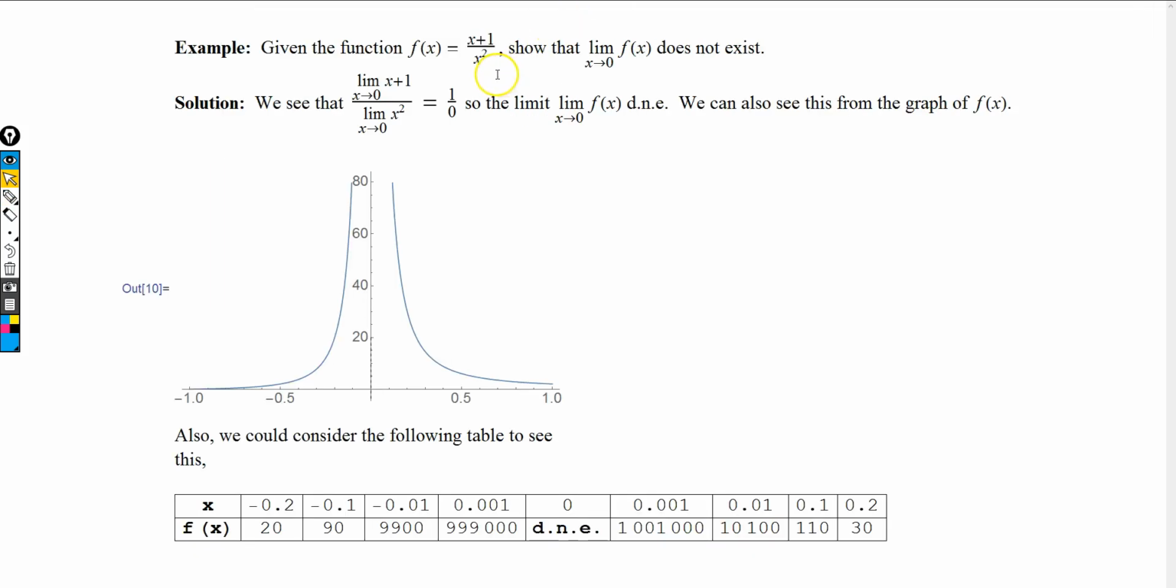Now let's take a look at this example. So we're given the function x plus 1 divided by x squared. Let's show that the limit as x approaches 0 of f of x does not exist. Well, using the rule that we just saw, if we look at the limit of the numerator over the limit of the denominator, we see that we get 1 divided by 0.